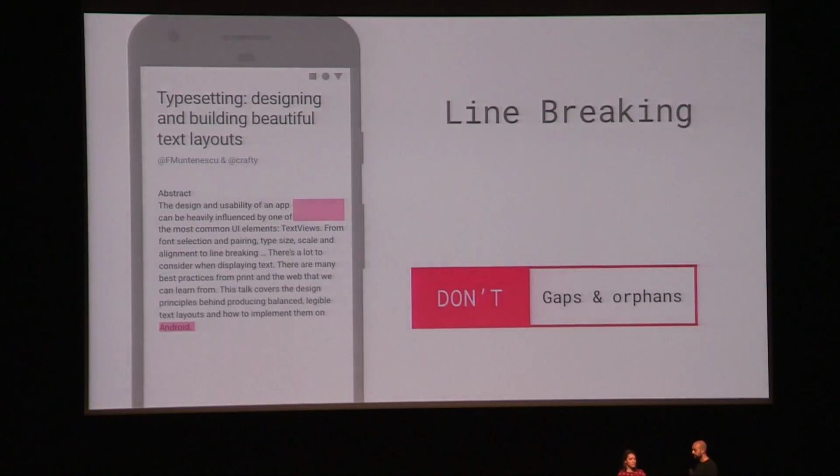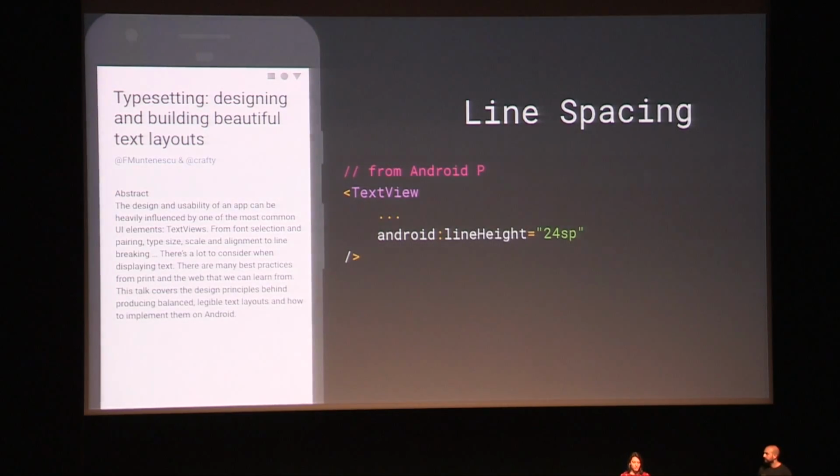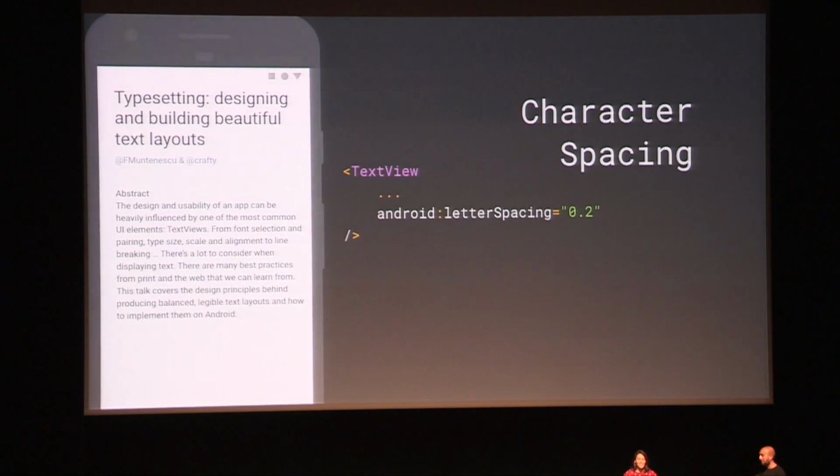Okay, so line spacing, character spacing, and line breaking. For line spacing, we already have 2 attributes, the line spacing multiplier and the line spacing extra. But as we find out, designers work with other values, which respectively is the line height. That's why in P we've added the line height attribute. From what we know, there's nothing that would stop us from adding all of these attributes to the support library, so let's hope that happens soon. In terms of character spacing, we have the letter spacing attribute that we can use. That was easy.